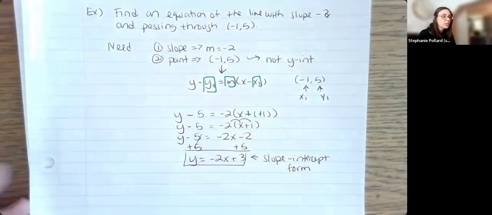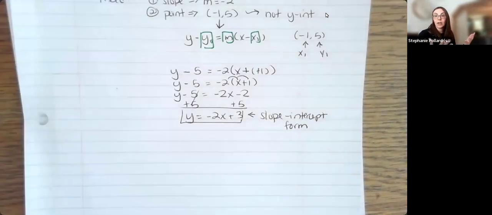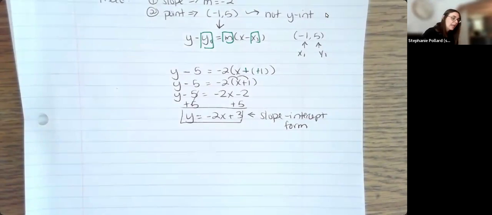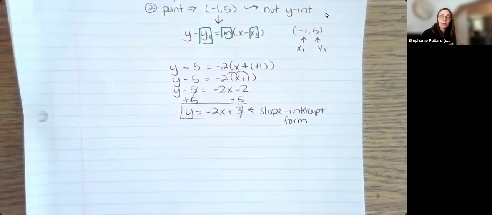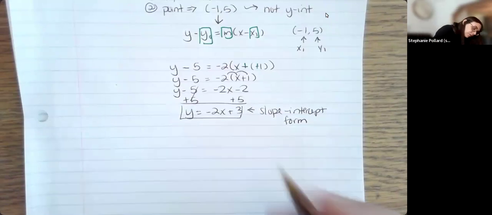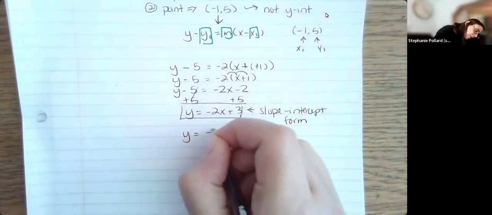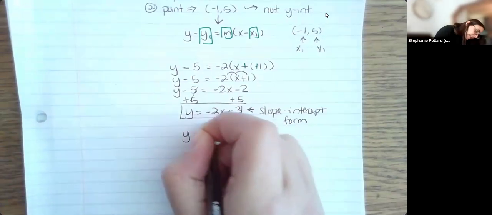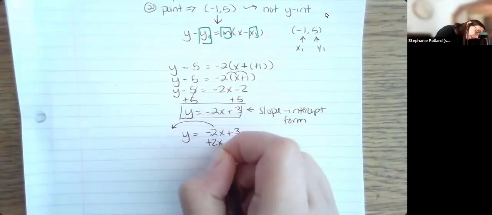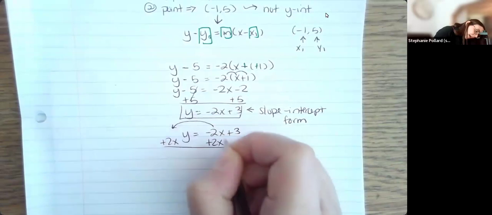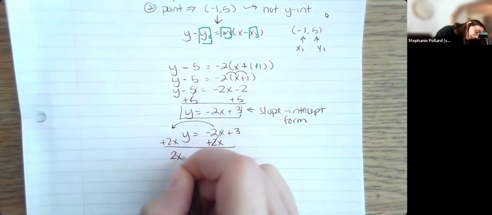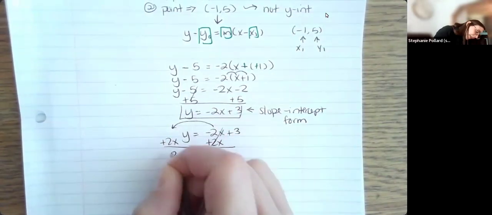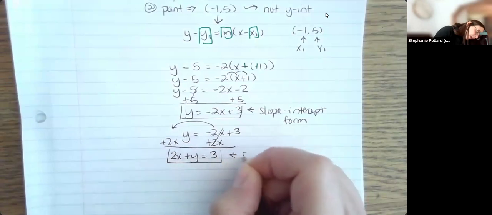If the question just asks you to find the answer and write your answer in slope intercept form, then that's the final stage there. If they want it in standard form, though, remember in standard form, you want your x and y on the same side. So if I do want this in standard form, I'd bring this x to the other side over with the y. I'd have 2x plus y equals 3, and this would be my answer in standard form.